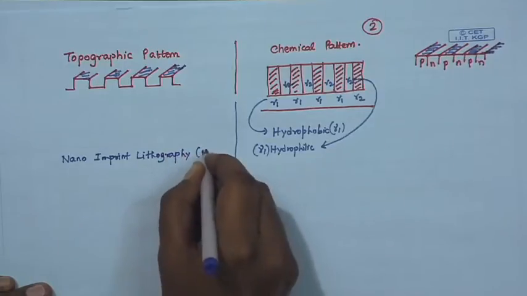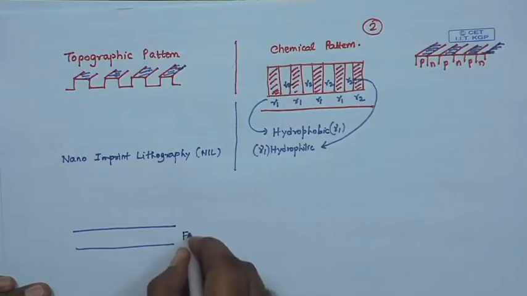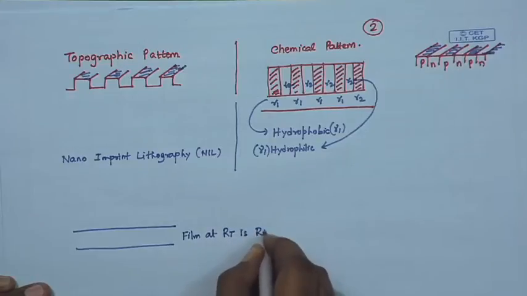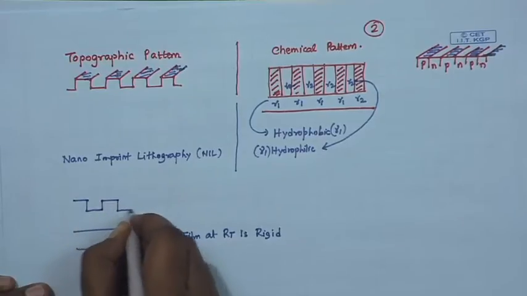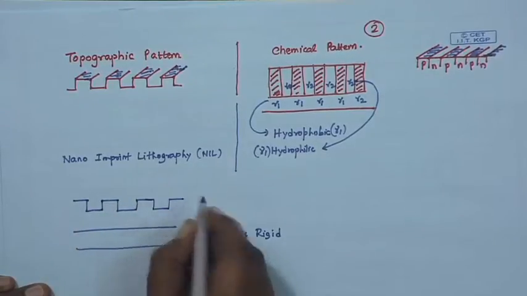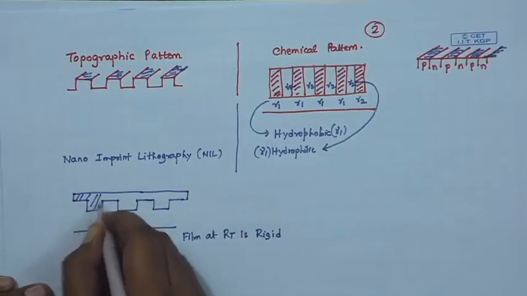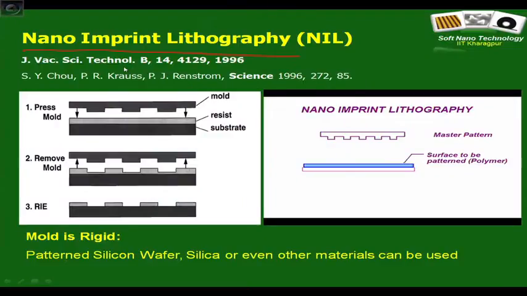So, what does it mean? That film at room temperature is rigid. You need a mold, as they call. Mold is more of a pedagogic term used for NIL. In principle, there is no difference between this one and a stamp if it is made on a rigid material. NIL in its classical form cannot work with a soft or a flexible stamp.